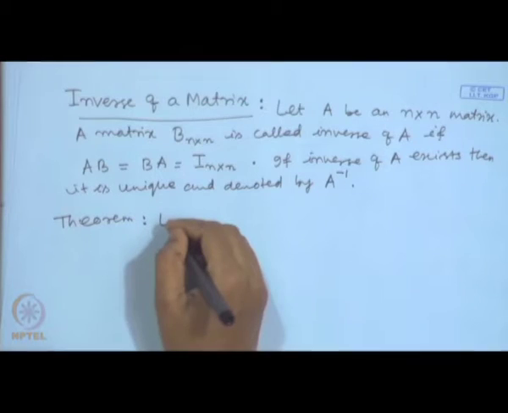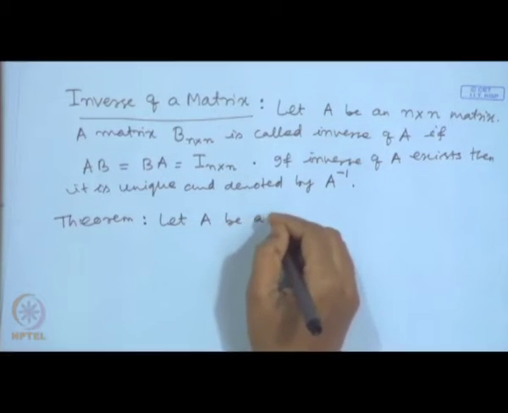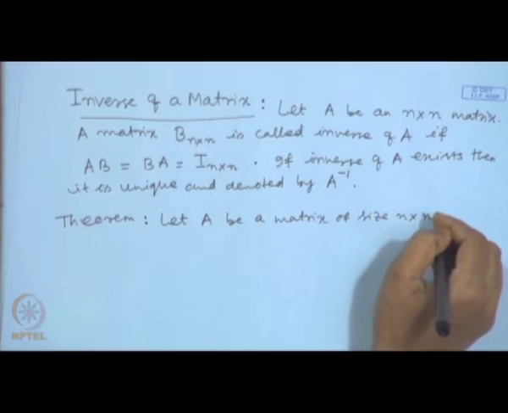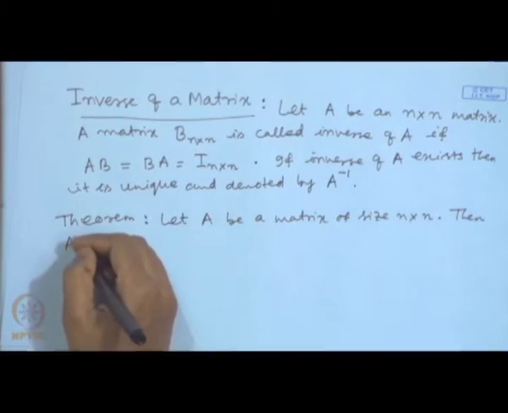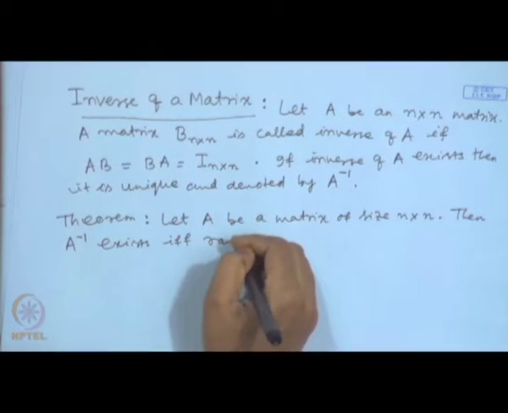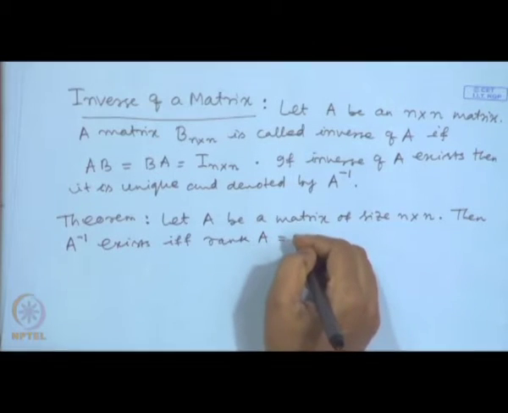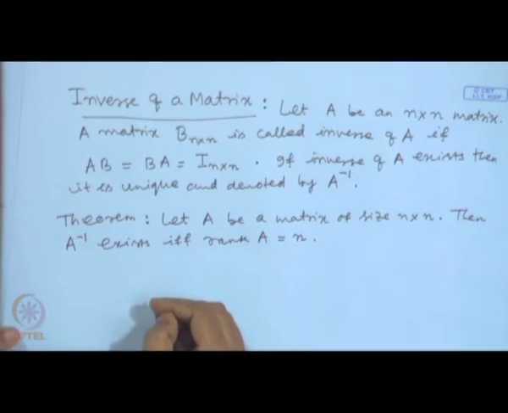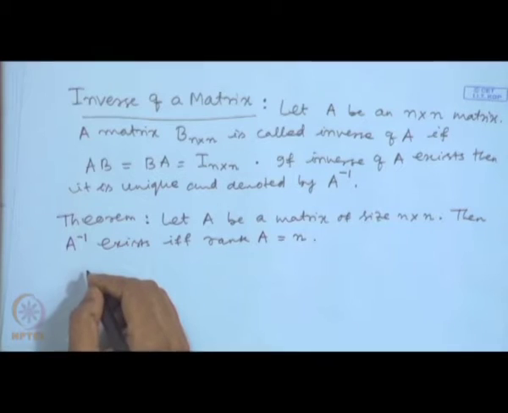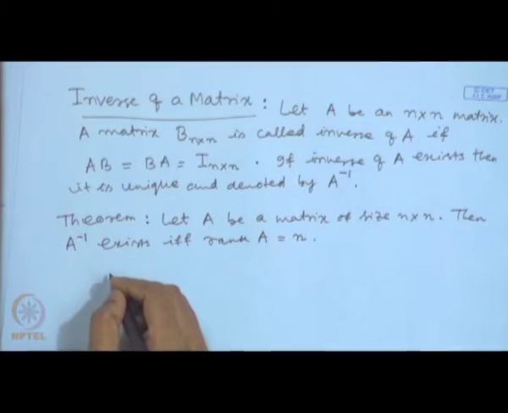So, let A be a matrix of size n by n, then A inverse exists if and only if A is of full rank, or in other words, the rank of A is equal to n. So, this gives a necessary and sufficient condition for the existence of the inverse of a matrix. Here we give a method to find the inverse of a matrix, and that method is a very famous one, called the Gauss-Jordan elimination method.